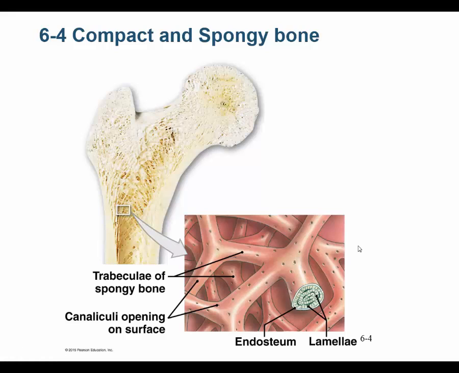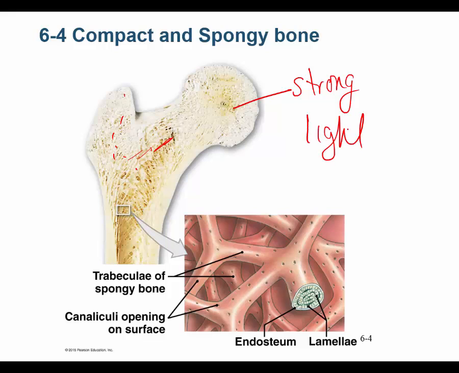Spongy bone is made up of trabeculae. You can see all of these trabeculae in here. Now, the thing with spongy bone is this. It's strong because the trabeculae are running in all different directions, so they can dissipate the weight or the stress through different trabeculae in all different directions. So they're strong, but they're light.